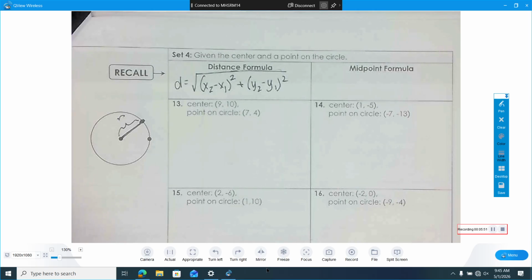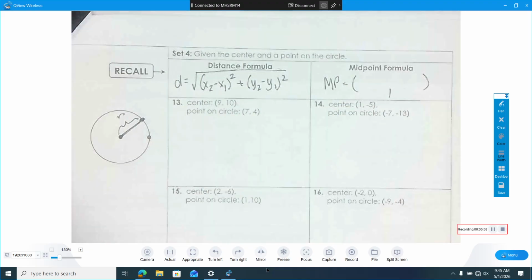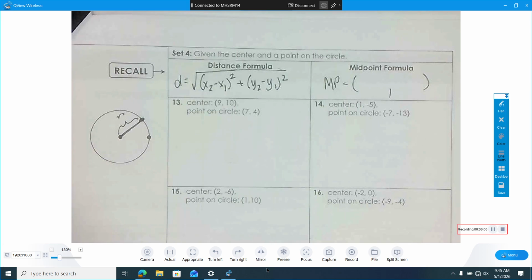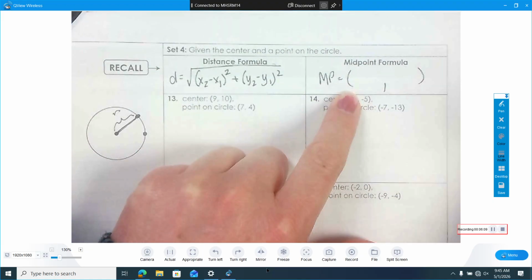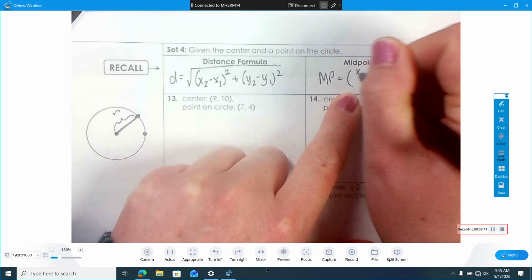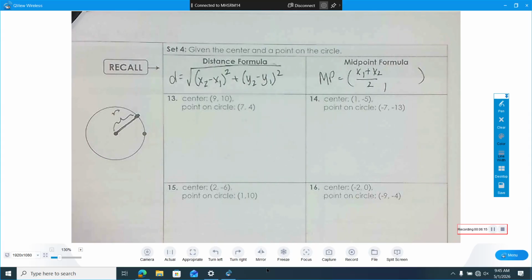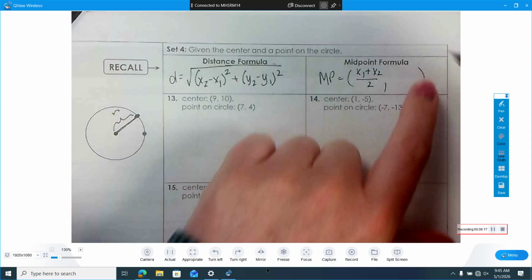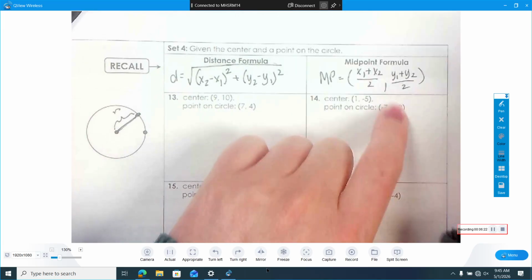And then I did just want to review the midpoint formula. Midpoint is just an ordered pair. Do you remember how to find the midpoint? Isn't it something divided by 2? True. Now these are x's and y's because it's an ordered pair. So it is x1 plus x2 divided by 2. It's just the average of the x values, so you're adding and dividing by 2. And then y1 plus y2 divided by 2.